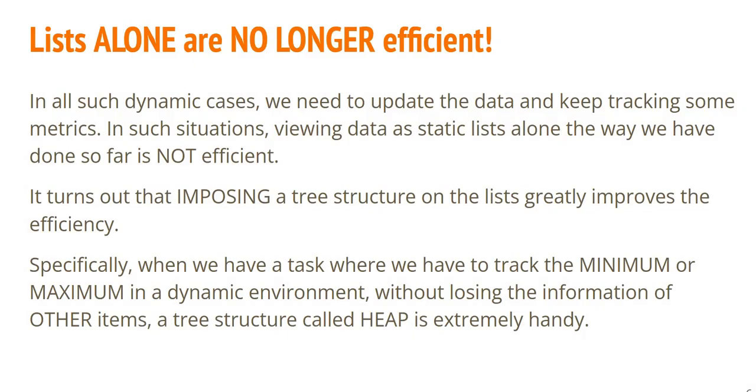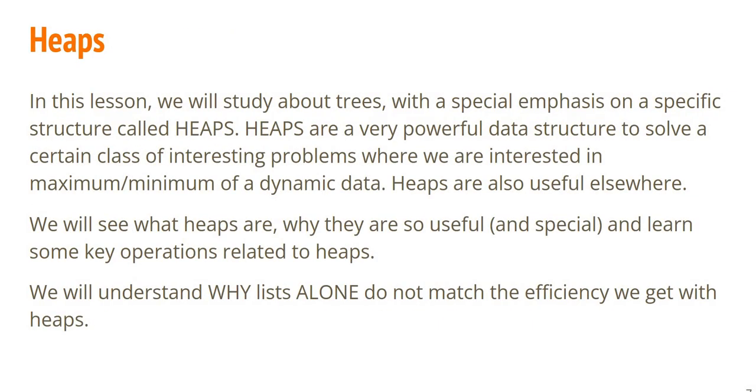These trees will help us to track the minimum or the maximum in a dynamic environment without losing information on other items. And the name of these trees is heaps. So basically, heaps is this very powerful data structure, which is a tree, which allows us to solve these priority queue problems in a very efficient manner. So that's the main focus of this, let's say, lesson. In this lesson, we'll start from the basics. We'll look at trees. We will quickly move on to what heaps are.